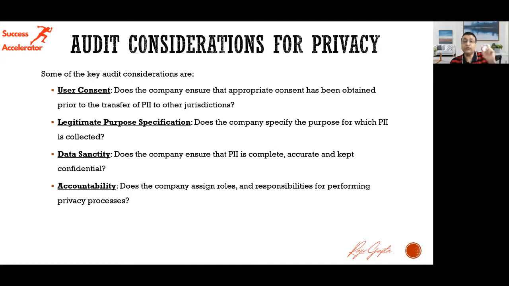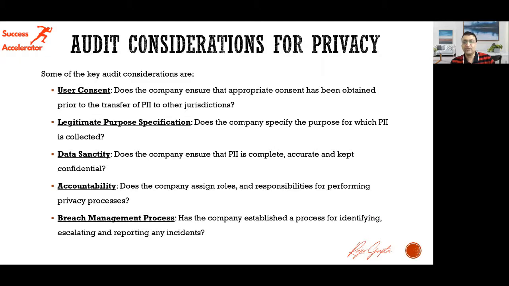Then accountability. We saw in the previous slide that there has to be someone who is responsible and accountable to run the data privacy process. So as IS auditors, we will check whether in reality those roles and responsibilities are clearly defined and someone has been appointed to play that role.